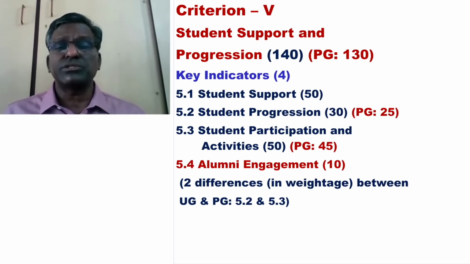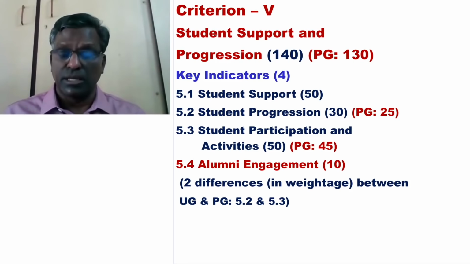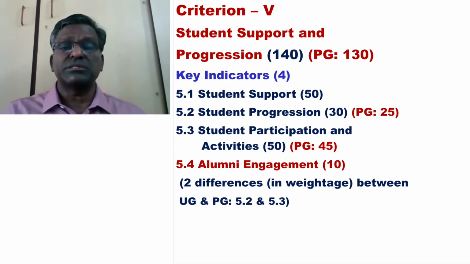Criterion 5, student support and progression. There are 5 key indicators. 5.1, student support, the weightage is 50. 5.2, student progression. In the case of UG, it is 30. In the case of PG, it is 25. 5.3, student participation and activities. Once again, there is a minor difference between UG and PG institutions. And 5.4, alumni engagement, the contribution of the alumni to their alma mater, both in kind and in cash. So this is criterion 5, student support and progression, and there are minor differences between UG and PG institutions.